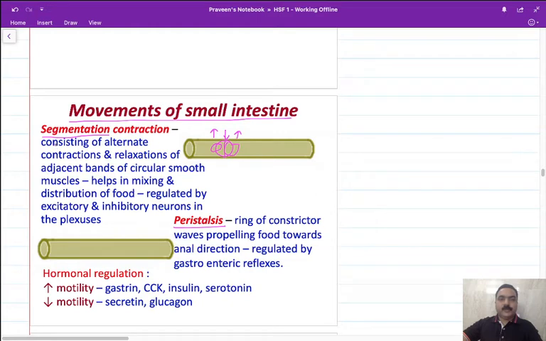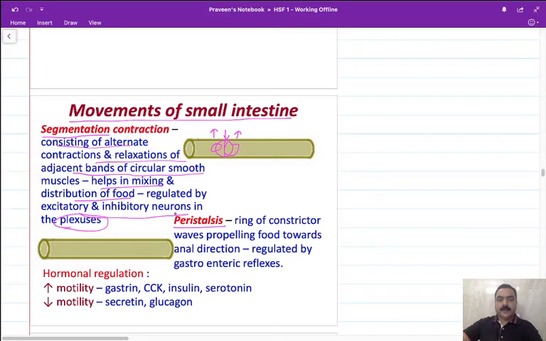So it consists of alternate contraction and relaxation of adjacent bands of circular smooth muscles, helping in mixing and distribution of food, regulated by the excitatory and inhibitory neurons in the plexuses. These are the myenteric plexus. The myenteric plexus includes the excitatory and inhibitory neurons, which control the segmentation contraction. Especially the presence of the food itself is the major stimulus for that, and other regulation we will look into.